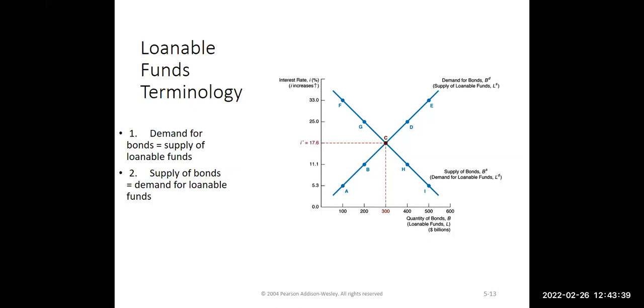Again, what should be the objective of studying this theory and looking at this diagram? What do you think? Interest. The objective is to find out, determine the interest rate. Very good.